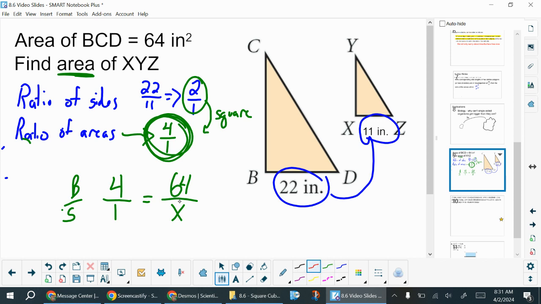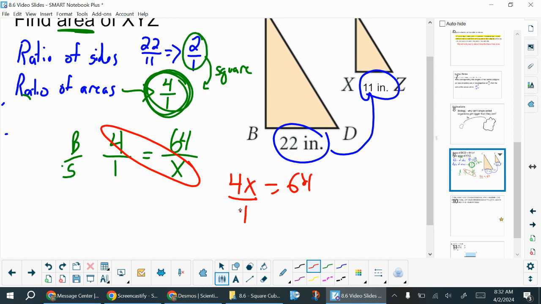Then just like any proportion, I'm going to cross multiply. 4x equals 64. Divide by 4, and x is 16. So this one was 64, this one was 16, and if you look there, this is just times 4. 16 times 4 is 64. The area is 4 times bigger, just like we would expect.